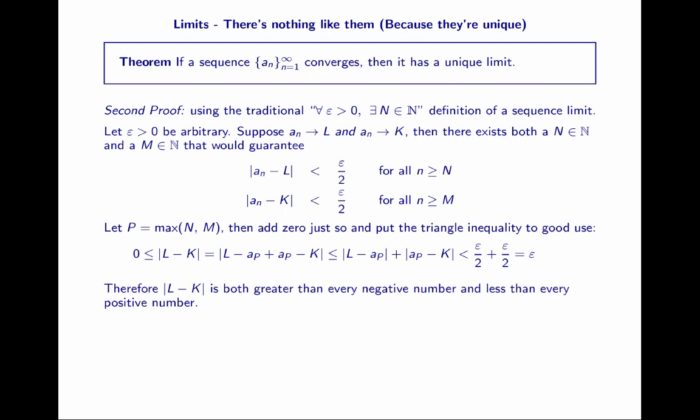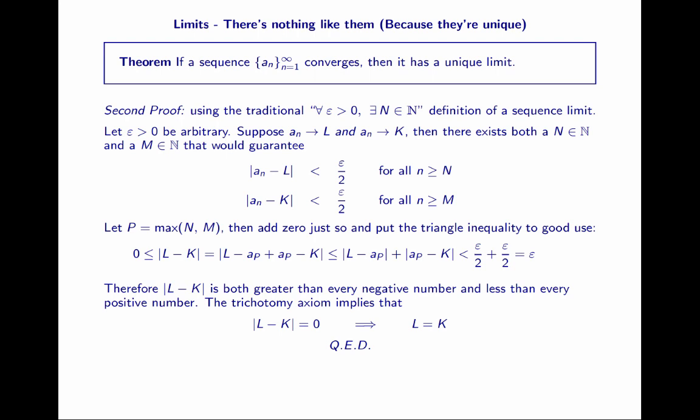Therefore, the difference between L and K is both greater than every negative number and also less than every positive number. Well, the trichotomy axiom implies that the difference must be 0. And if the difference is 0, that would imply that L equals K, and we have our proof.